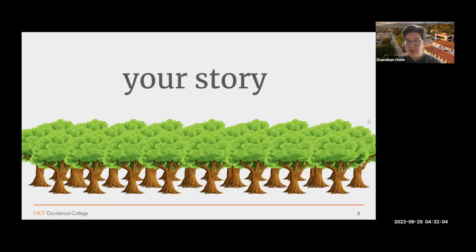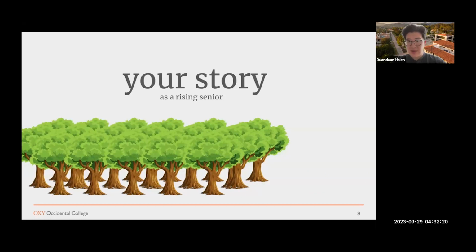More specifically, we're looking to figure out your story. What is it that you want to share with us in your application? What is your story that is so important that you want to add to your college application? This is what your forest looks like right now as a rising senior. You don't have it fully completed yet. There are parts of your application that you can't change, right? Like your academics from 9th grade to 11th grade, the extracurriculars that you have been involved in. But there are some things that you still have control over, which is your college essay.